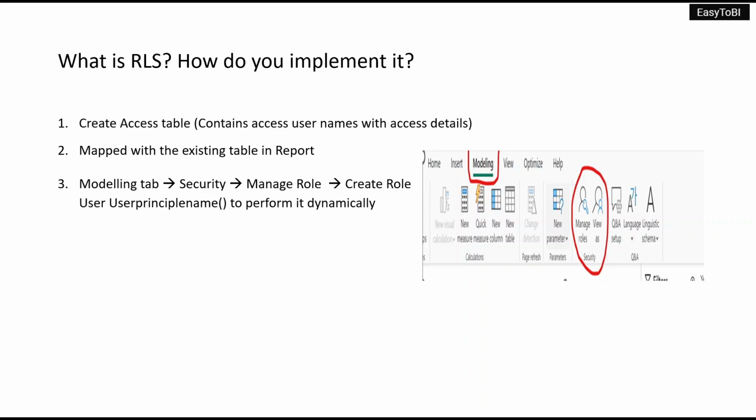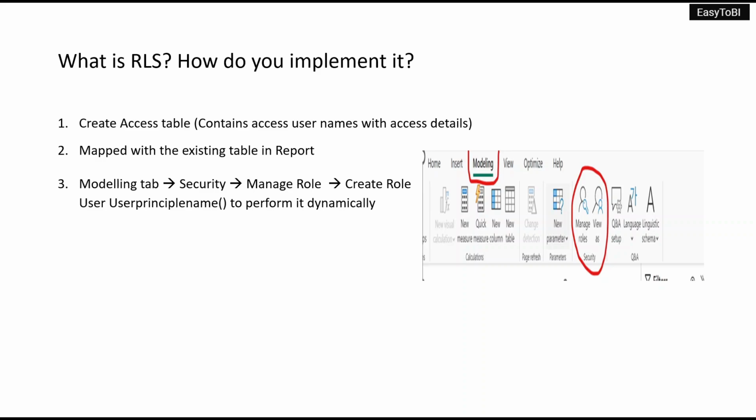So how to create a role? If we go to Power BI Desktop, we have a Modeling ribbon. Inside Modeling we have a Security section. In that Security section we have two options: Manage Roles and View As. If you click on Manage Roles, there we have new role creation and multiple tables available. So we just need to click on the access table. On that access table we need to create a role, and the role is admin or user.